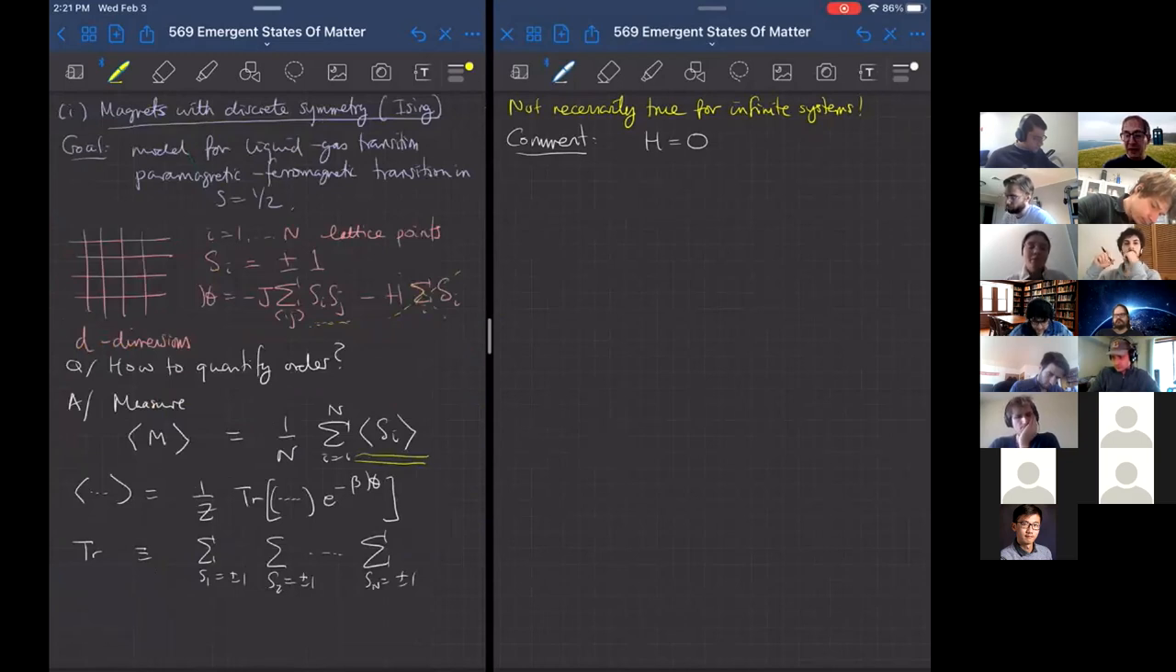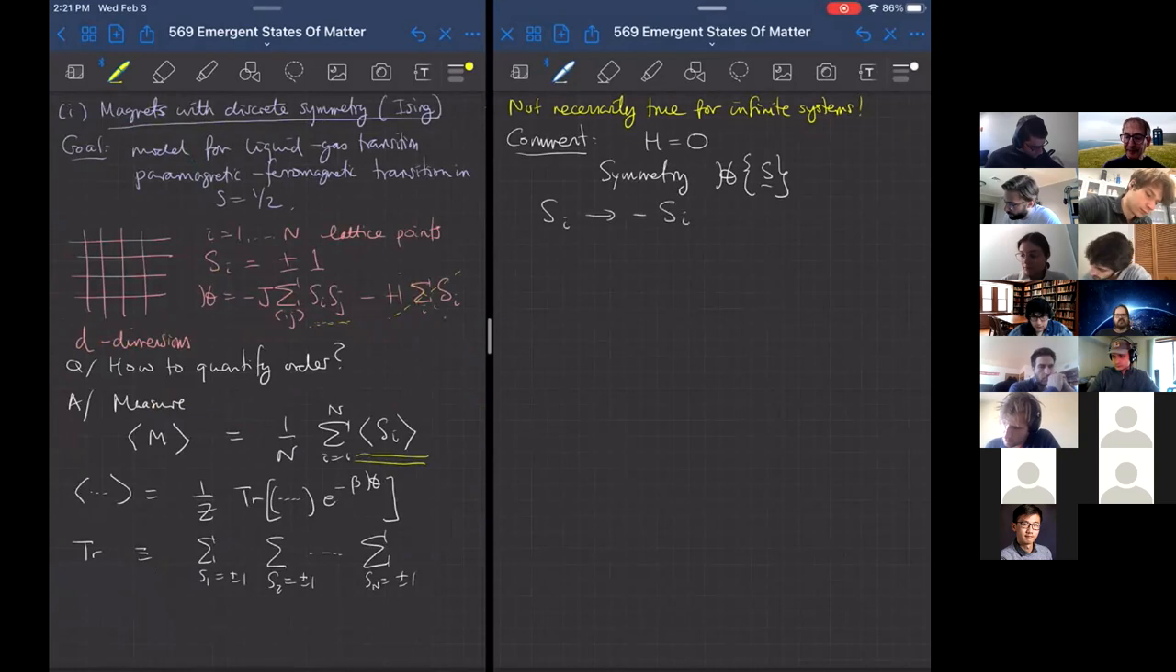In the original Hamiltonian of the system, so there's no external field, then we have a symmetry. If I take the Hamiltonian as a function of all the spins, and if I then replace every spin with its negative, let's call that operation time reversal symmetry. So we'll call it operation T. Then under that symmetry, this acting on the Hamiltonian, that is H of minus S.